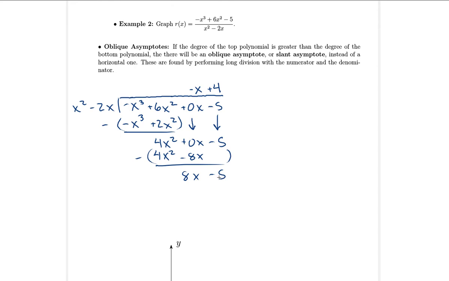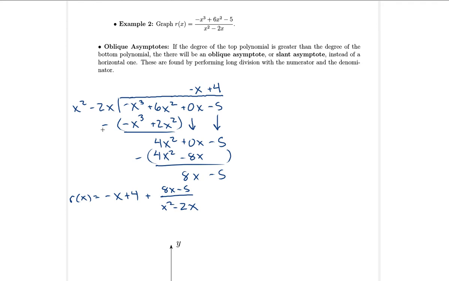All right, so we end up with 8x minus 5. Okay, so what does all this mean again? It means that this function up here is also equal to, let me write it down here, r of x can also be written as negative x plus 4 plus 8x minus 5 over x squared minus 2x. So this is the remainder over x squared minus 2x. Think of when you're writing an improper fraction as a mixed number: you're taking the remainder over your denominator, or what you're dividing by. So this is the new function.